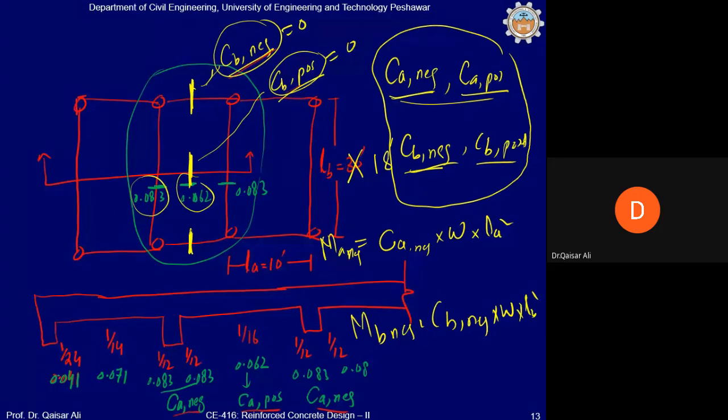In the previous case, if you remember, we multiplied it with only the shorter direction length, Ln square. But in this case, the moment will be transferred along the shorter direction as well as along the longer direction. So this is the summary of the lecture: we calculate these coefficients and from them the moments along the shorter direction as well as along the longer direction. Clear?